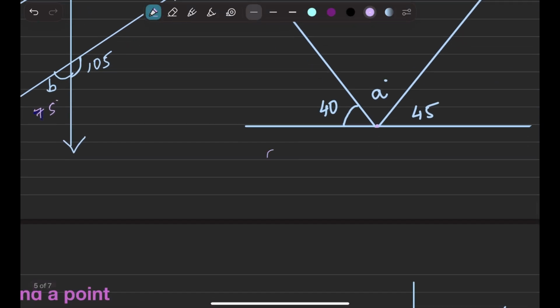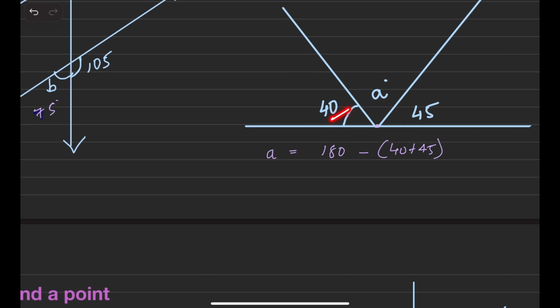So how will we form this kind of a sentence? Okay. So A is 180 minus (40 plus 45). You understand what I'm doing? I'm just saying, see, 40 plus A plus 45 is 180. So angle A is 180 minus this plus this. Quickly, 180 minus 85, which is 95 degrees.